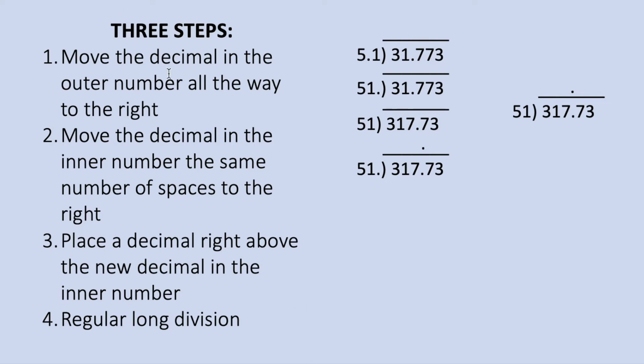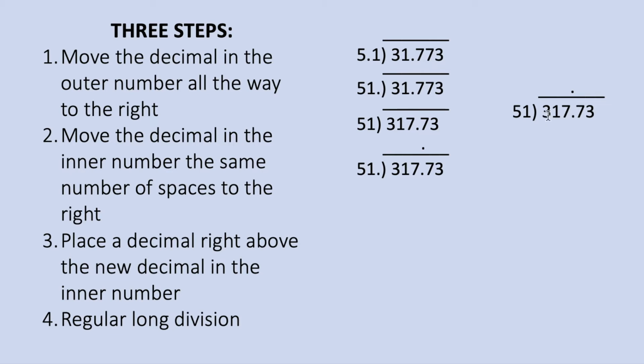So after you do these 3 steps and you get to this final equation, you can just do regular long division. So that's what we're going to do now. So I moved this over here so that we could do long division on it. And the first step in long division, which is probably a review, is to find out how many times your outer number goes into your inner number.